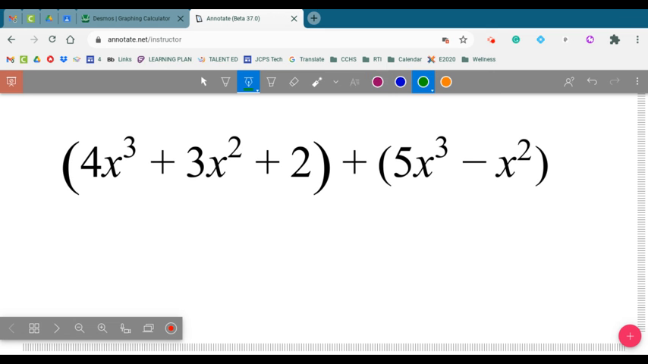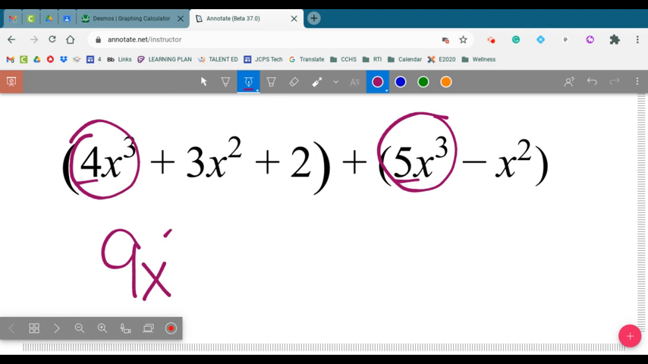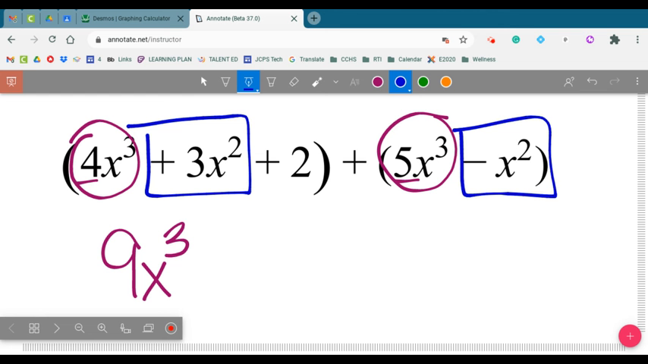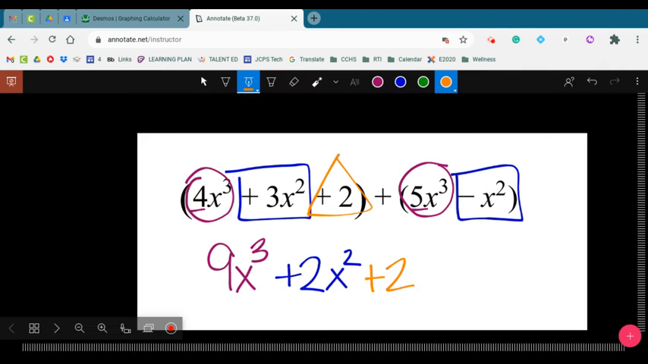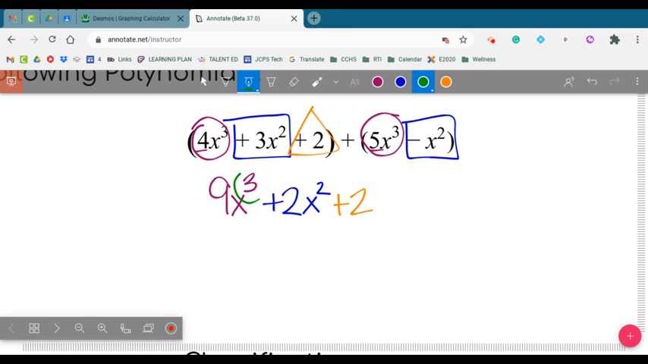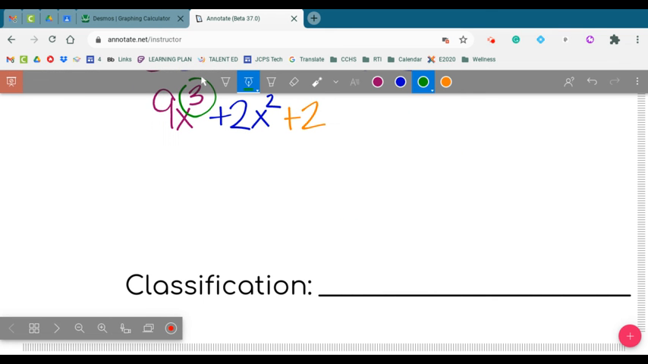Okay, next problem. So we have 4x cubed. Do we have any x cubes over here? Yes, we have 5. So we're going to add 4 and 5. That's going to give me 9x cubed. Next, we have 3x squared. Is there an x squared on this one? Yes, there's negative 1. So 3 minus 1 is going to give me 2x squared. And then lastly, I have my 2. There's nothing I can combine with it, so I just put it on the end. Then we look at our biggest exponent, which is 3. This is going to be classified as cubic.